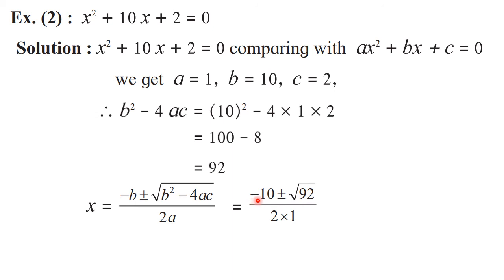Now in the previous case you saw that here minus sign was there. So we wrote in bracket. But now here b is positive. So simply we wrote it as it is. Now, this 92 is not a perfect square. But still, you can split it in two factors such that one factor is a perfect square.